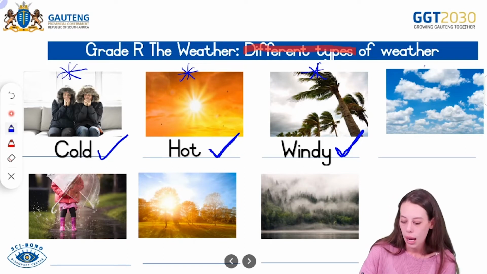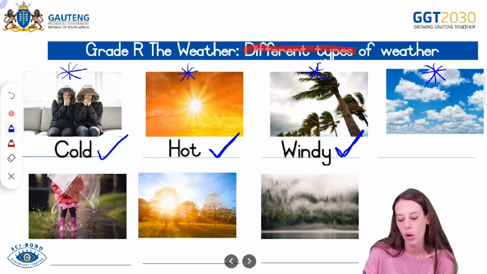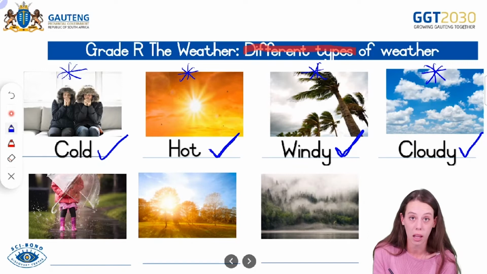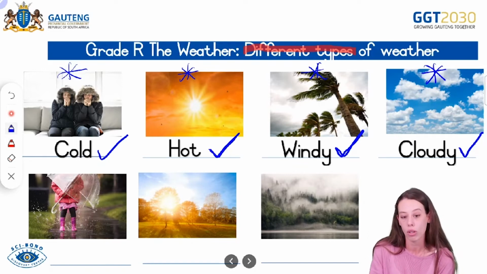Right, good. In this next picture, what are those things in the sky? Absolutely. They are clouds, which means that this picture is very cloudy. Well done. But you can also have a cloudy day with some sun peeking through. So don't forget that sometimes you can have sun and clouds together.